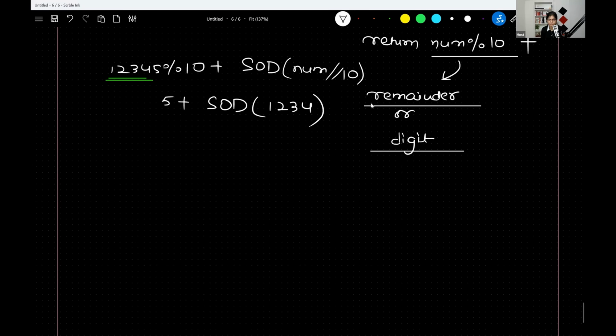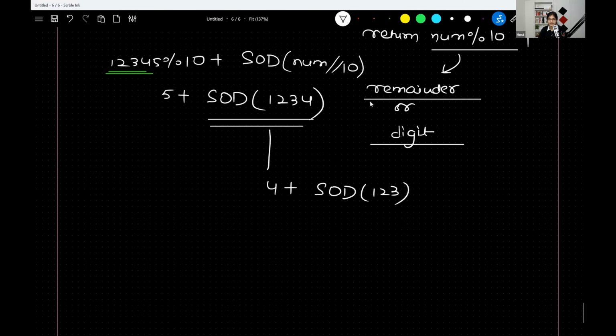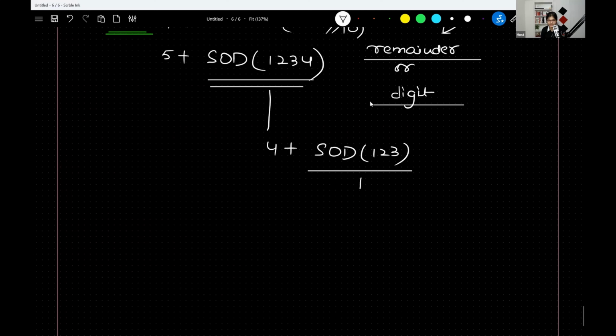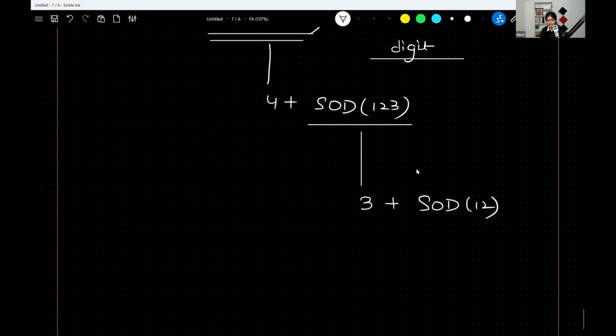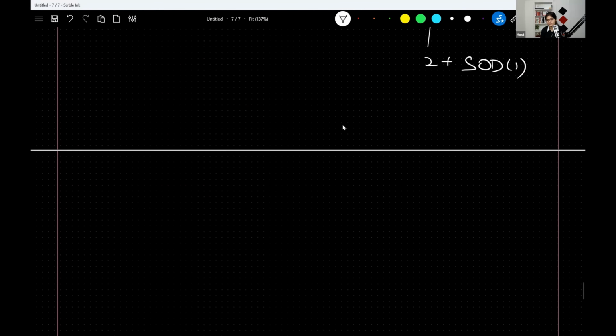You will say it is not less than 10. So now my current value will become 4 plus sum of digit of 1, 2, 3. Then again, you will apply the same thing here: 3 plus sum of digit of 1, 2. Then same thing: 2 plus sum of digit of 1. Then same thing, but here we will have a single digit which is less than 10. It will return the answer as 1.